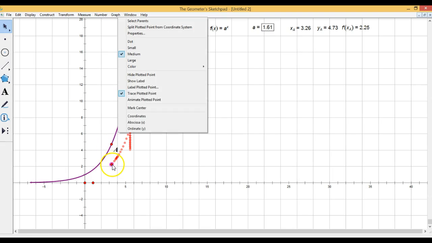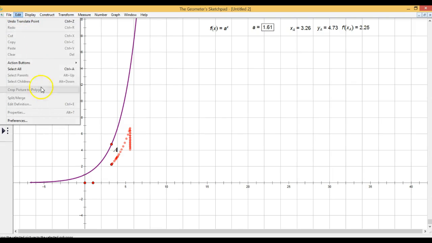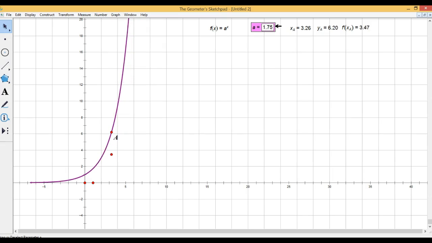Oh, it's not that one, it's this one. I'll take the trace off there, and I'll also erase those traces. Alright, so as A increases, let's have a look at what happens to this floating point. As A increases, he's chasing him. He's getting closer. He's almost there. Oh, he's out of reach.